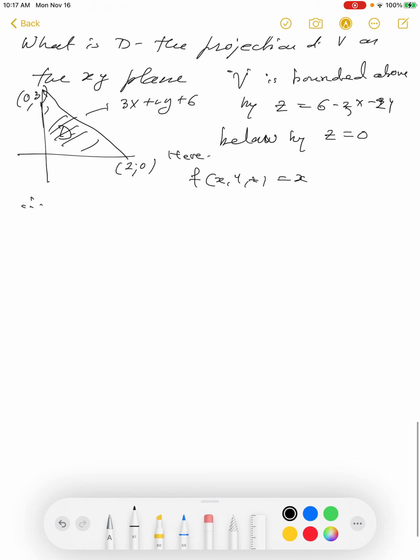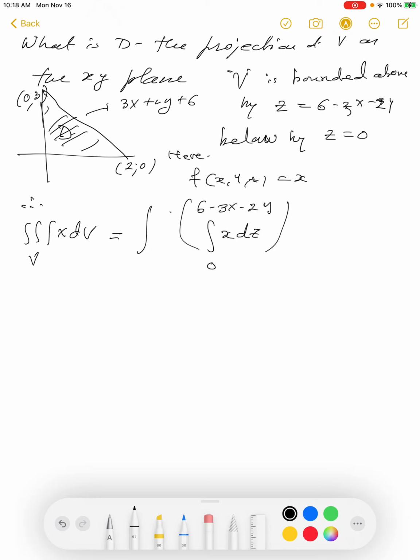Yeah. So what do we get? So therefore, the integral of x dV over V will be, you first integrate this function with respect to z, from the lower limit z equal to 0 to the upper surface z equal to 6 minus 3x minus 2y. And then whatever you get will be only in terms of x and y, which you integrate as a double integral on this triangular region.